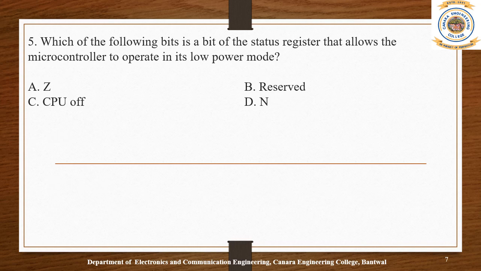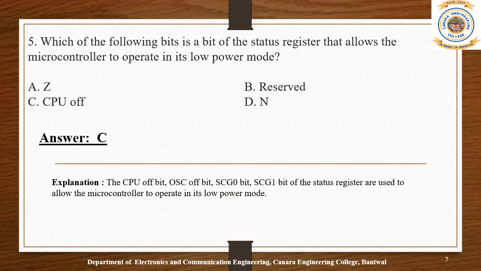In case of MSP430, it operates in two different modes, active mode and low power mode. There are different types of low power modes based on the bits that are present in the status register, such as the CPU off bit, oscillator off bit, SCG0 bit, and SCG1 bit. The different types of low power modes we can switch.